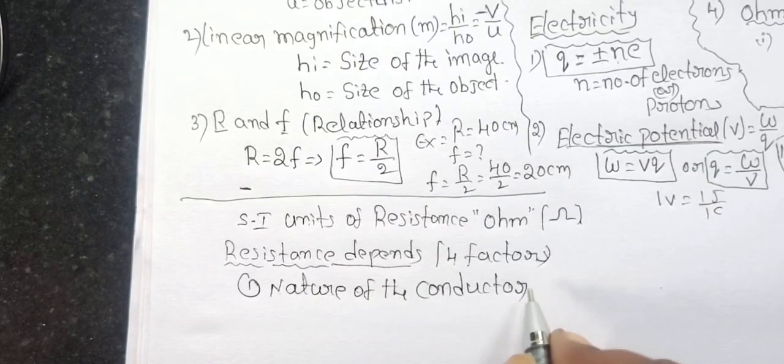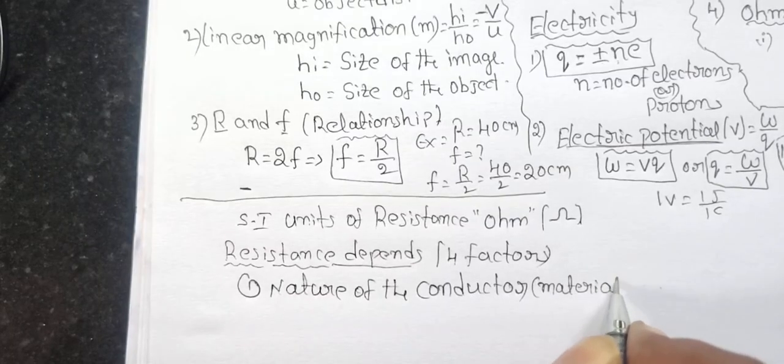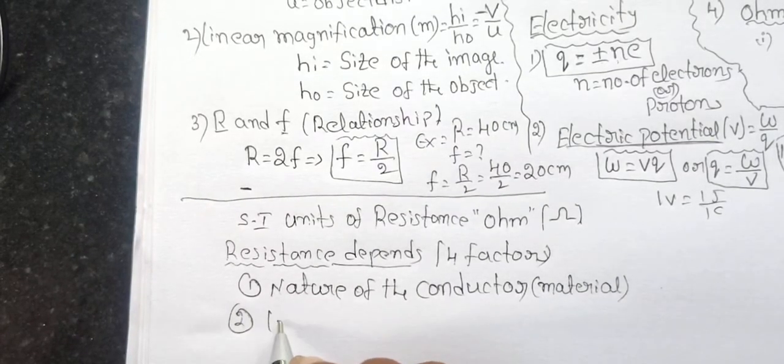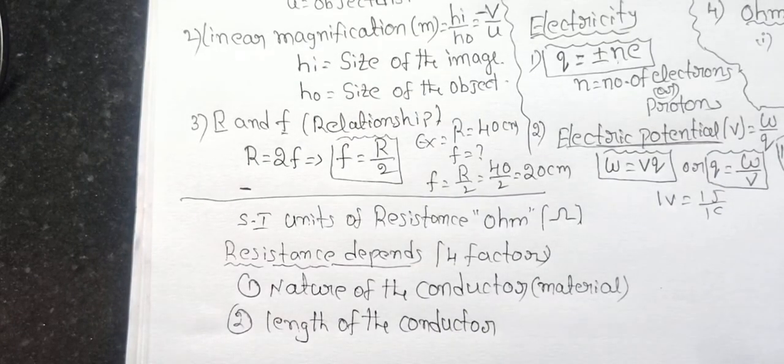Next, the nature of the conductor, meaning the material we are using, we can remember here. The second one is the length of the conductor. What is the relationship between resistance and length? R is directly proportional to L.